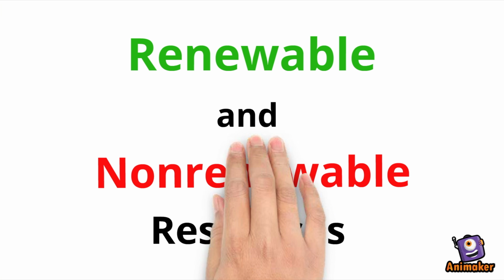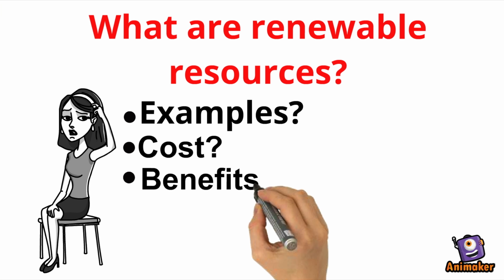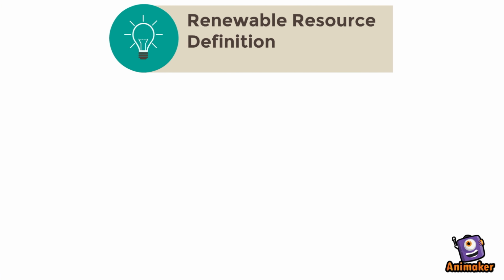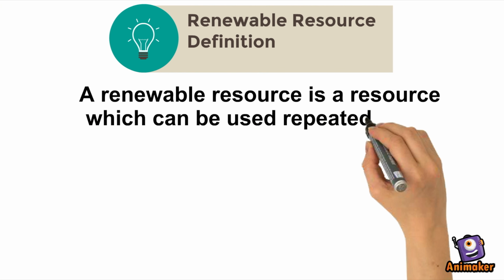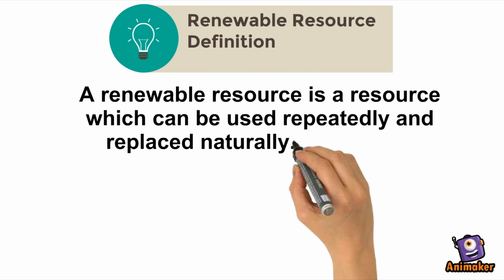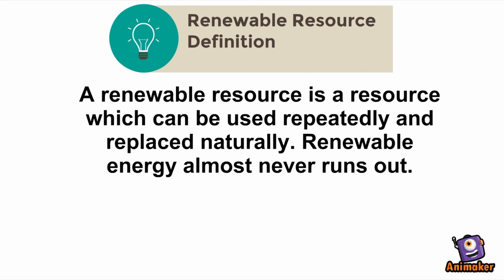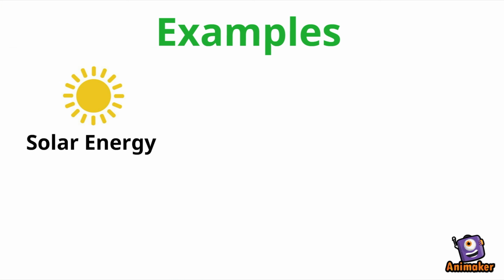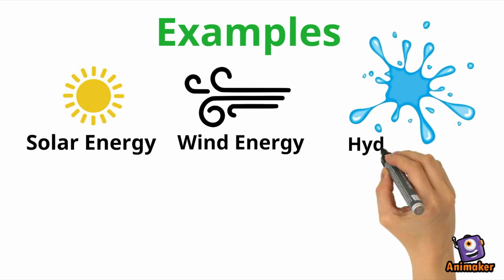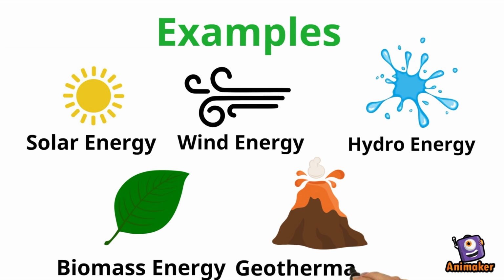Renewable and non-renewable resources. What are renewable resources? Examples, costs, benefits. A renewable resource is a resource which can be used repeatedly and replaced naturally. Renewable energy almost never runs out. Some examples of renewable resources are solar energy, wind energy, hydro energy, biomass energy, and geothermal energy.